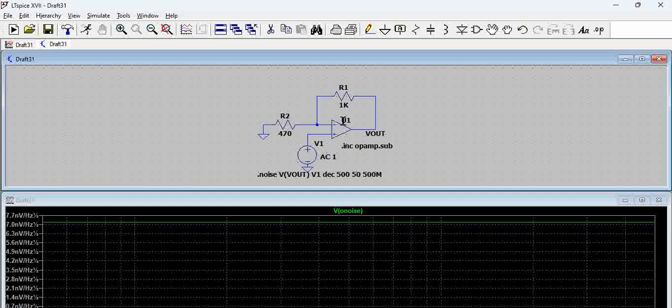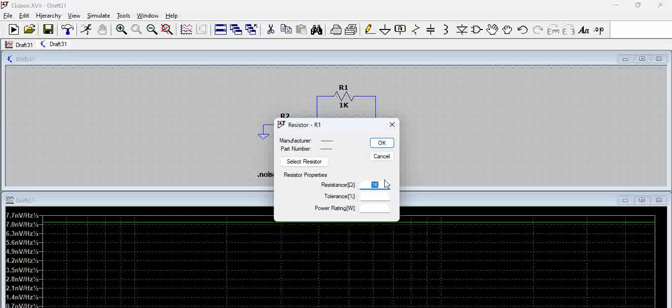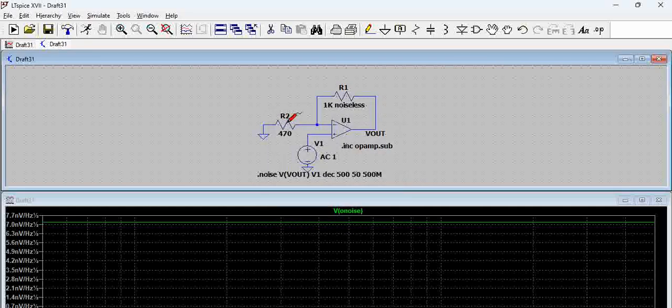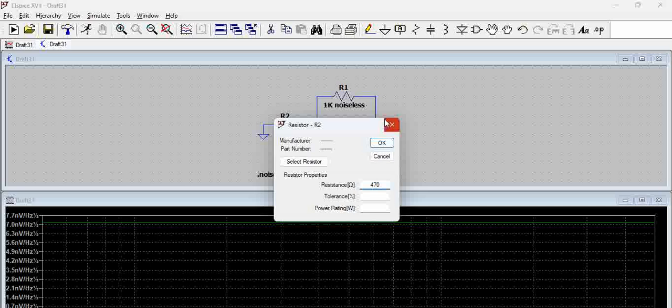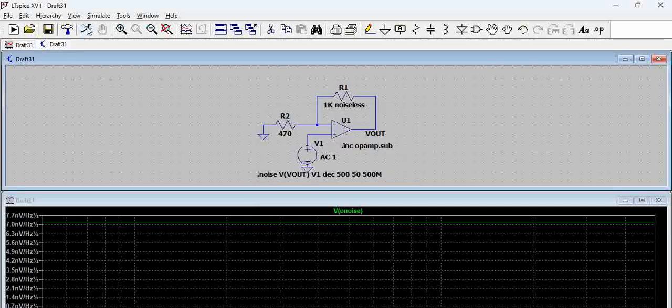Now we might want to eliminate noise from some of the components. Let us assume we have ideal components. We were talking about how to include noiseless resistors, right? For this, right click on a resistor and at the value you put it as noiseless. Now let us try to run this.